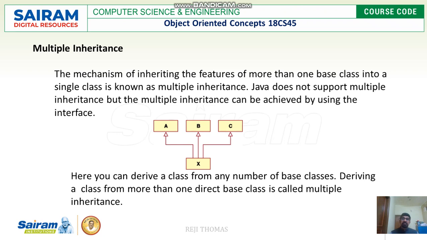And let us see the last type of inheritance, which is multiple inheritance. Thus you could see a class, let us take x as a class. So class x has inherited properties from class C, class B, and class A. The mechanism of inheriting the features of more than one base class into a single class, we call it multiple inheritance. But Java does not support multiple inheritance, but we have a mechanism called interface. Using the interface, we can implement this.